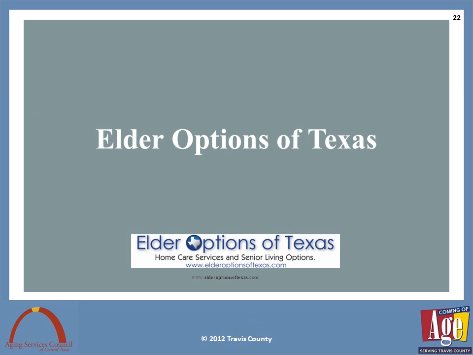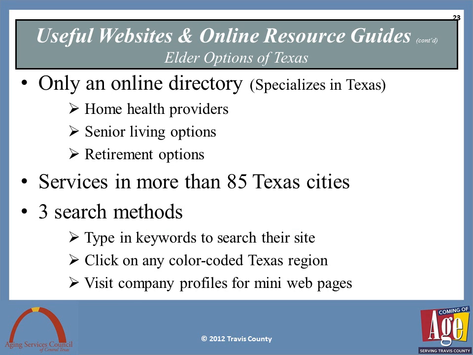The last one we're going to look at in this section is called Elder Options of Texas, and this is an exclusively online resource. They provide information in Texas about home health care providers, senior living options, and retirement options. They have services in more than 85 Texas cities, so it's extremely comprehensive. And you can look for information about those services using 3 different methods. You go to their website and type in a keyword to find a particular service at a particular site. They have a map on their website with different color-coded regions. You can click on one of those color-coded regions to find services, or you can just visit the company profiles.